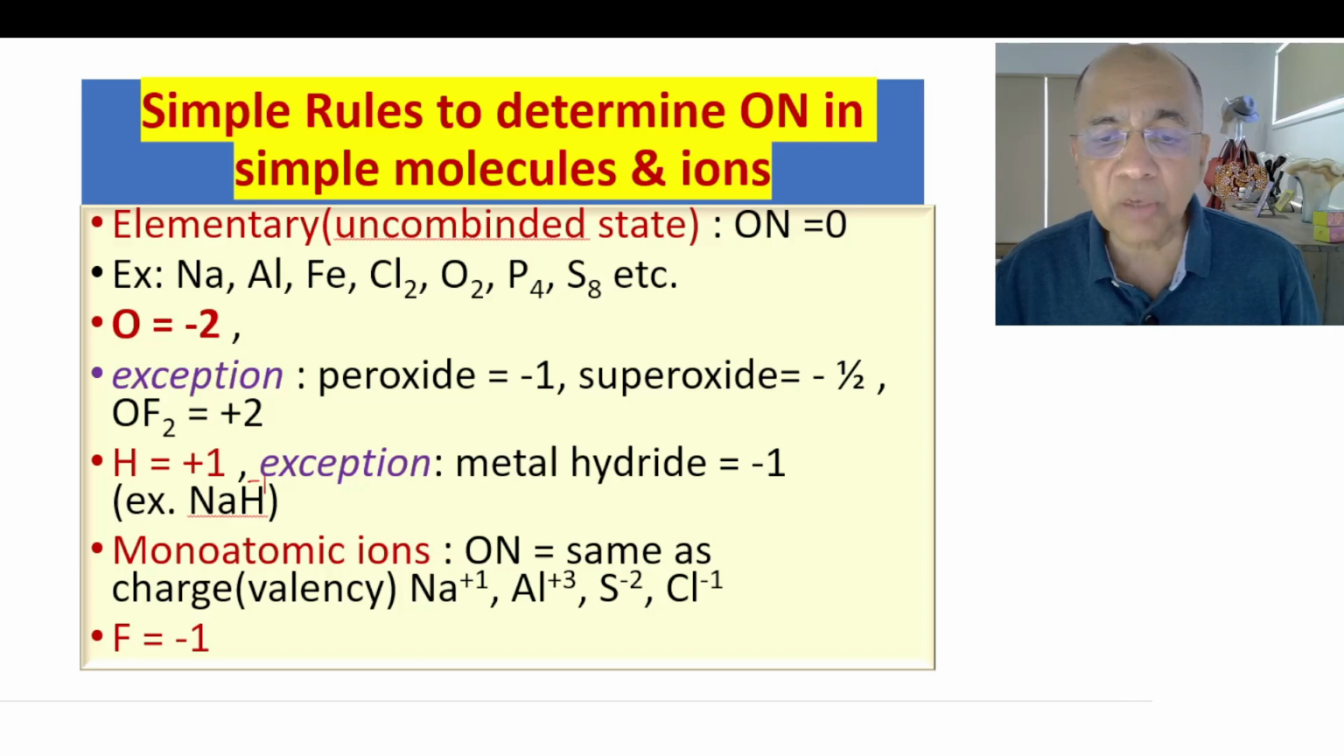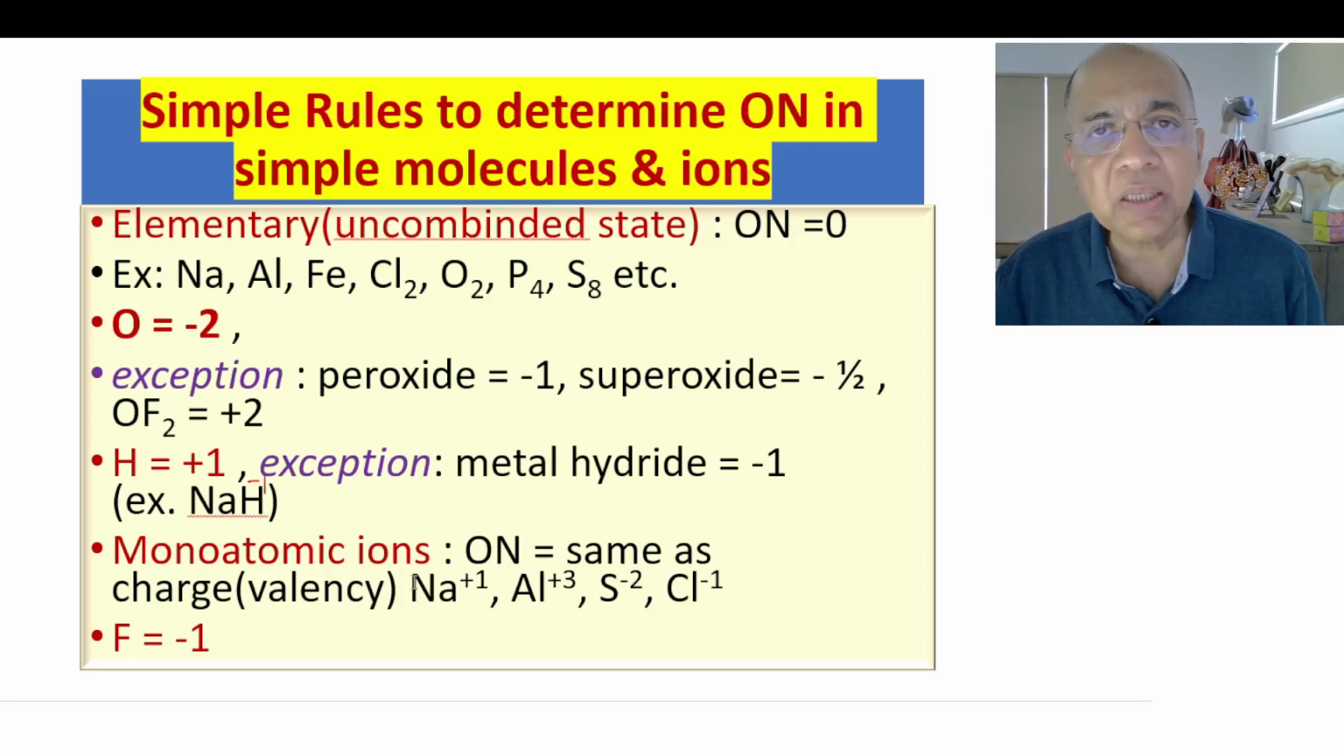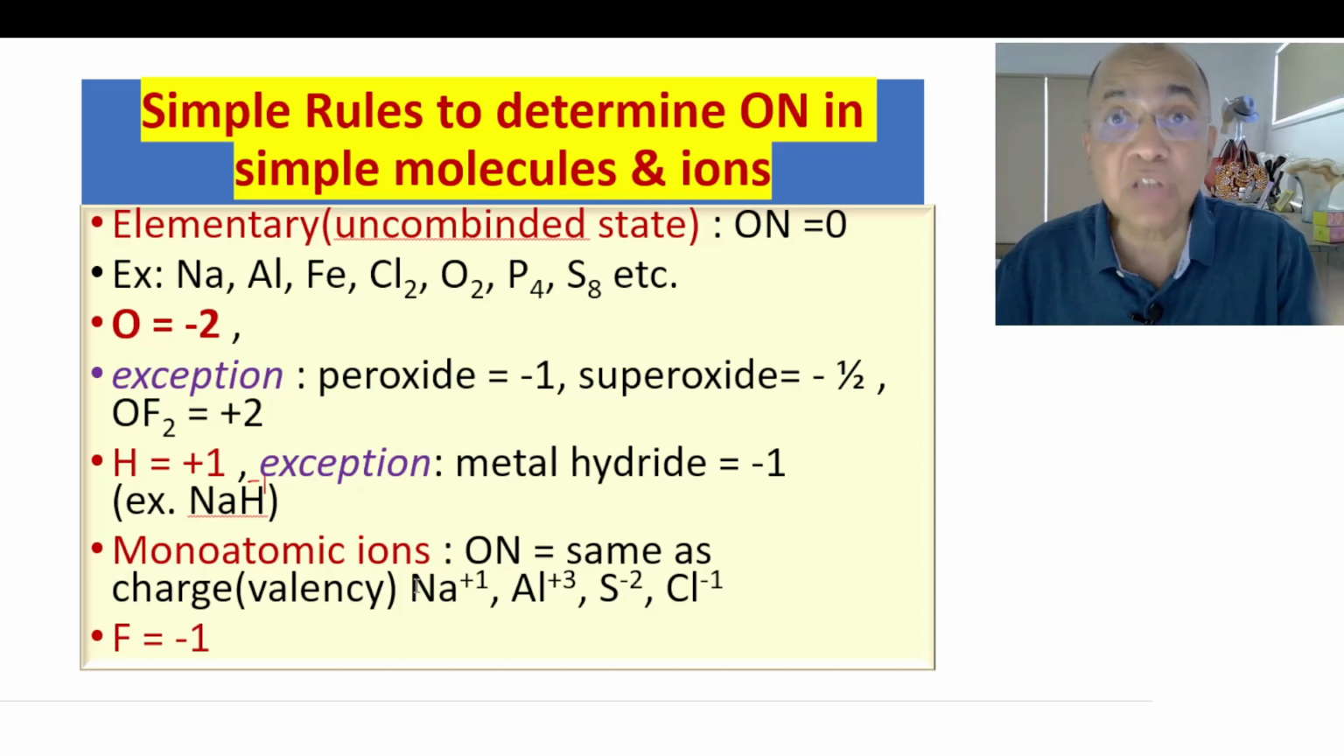And for all monoatomic ions, like sodium ion, aluminum ion, sulfide ion, chloride ion, in all these cases, whatever valency is given in the molecule, the oxidation number will be same. So the oxidation number is same as its charge or valency. If it is iron, you have to know whether it is ferrous iron 2 or ferric iron 3. So these are monoatomic ions, oxidation number and valency, they are one and the same, but valency has no sign, but oxidation number has a sign.